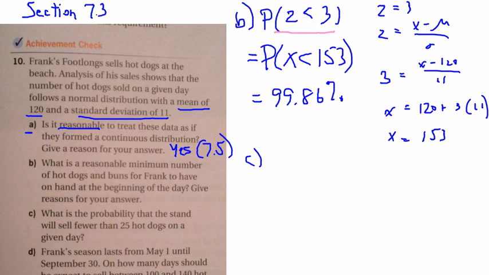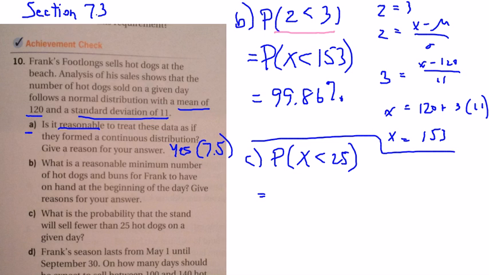Part C. What's the probability that the stand will sell fewer than 25 hot dogs on a given day? So the question's asking us what the probability is that X is less than 25. So if we work out what the Z value is for 25, we get 25 minus 120 over 11, which is negative 8.7. So a z-score of negative 8.7, I mean, that's so far off the scale that it doesn't even show up on our table. If you plug that into a computer or a calculator, it'll say 0.